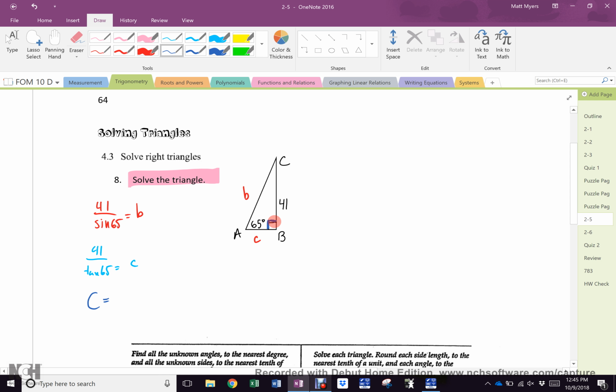Now, then the only thing that is missing now is big C, which is, of course, 180 degrees in a whole triangle. 90 of it is used up right there. So big C has to be 90 minus 65.